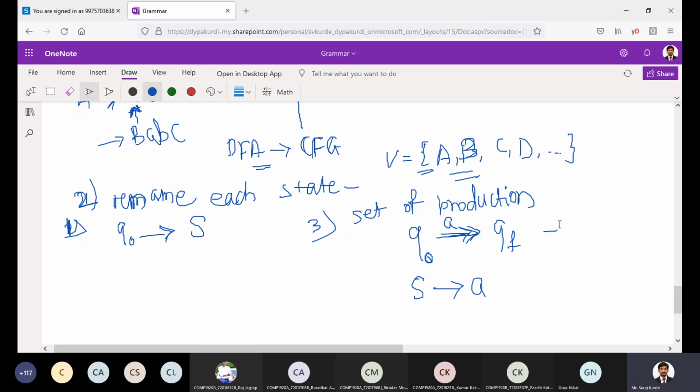And if it is a non-final state, let's say Q naught on input a goes to Q1, then it will be S produces aA, where Q1 is renamed as capital A. The input on the transition is written as it is.